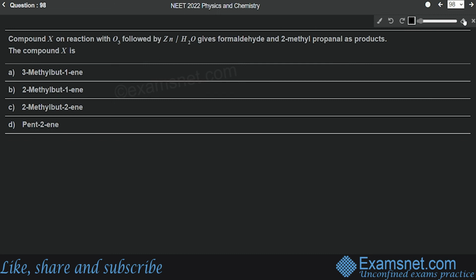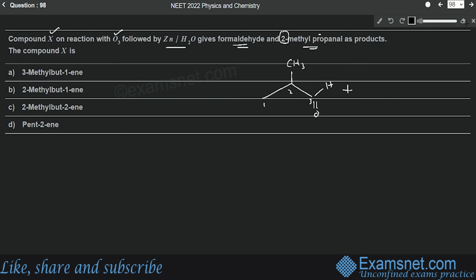Alright, now question number 98 is from the chapter hydrocarbons, and the question is: compound X on reaction with ozone followed by zinc and water gives formaldehyde and 2-methylpropanal as products. So we have two products here and we have to find out the reactant of this reaction. Let's write down the structural formula of the products. 2-methylpropanal: prop means 3 carbons, so 1, 2, 3 carbons, and it is an aldehyde, so a double bond O and an H will also be there. 2-methyl means at the second position we will have a methyl group. This is one of the products.